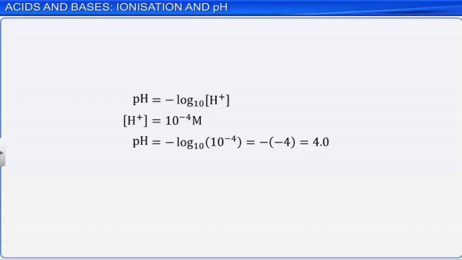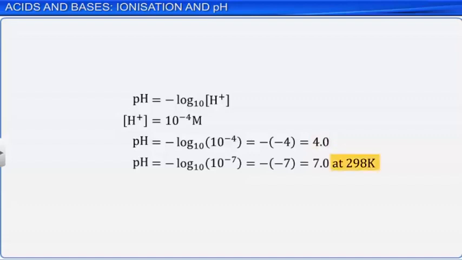Thus, the pH of a solution containing hydrogen ion concentration of 10 to the power of -4 molar will be equal to 4. You have seen that at 298 Kelvin, the concentration of hydrogen ions in pure water is equal to 10 to the power of -7 moles per liter. Thus, the pH of pure water is 7.